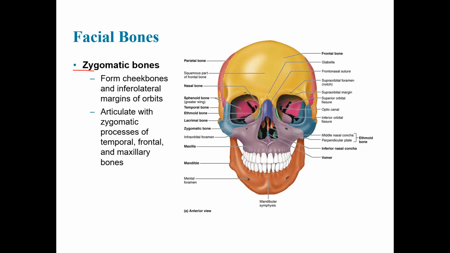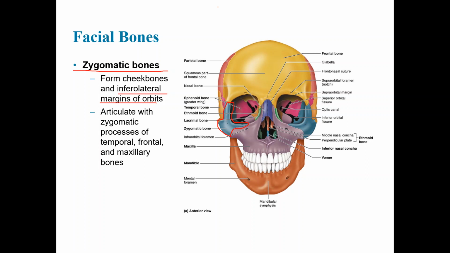Okay, now we're going to talk about the zygomatic bones, which form cheekbones and inferolateral margins of the orbits. Okay, so this is what we're talking about. Okay, zygomatic bone. Okay, start with this colored skulls and visualizing and naming all the bones.